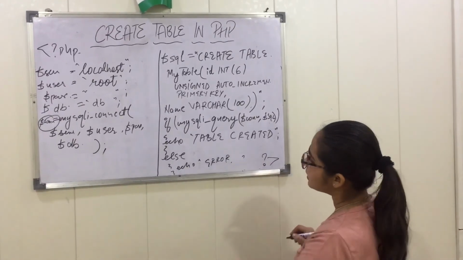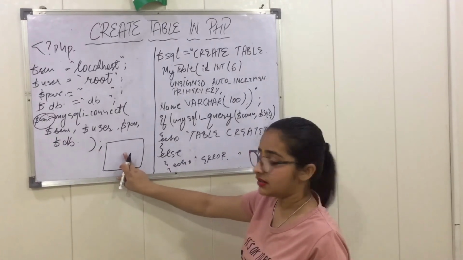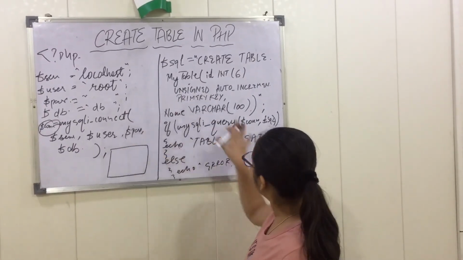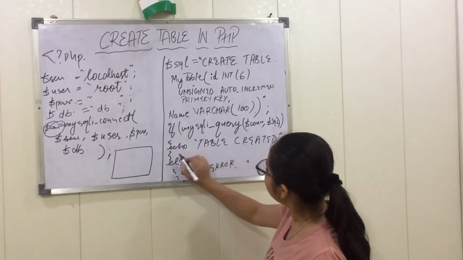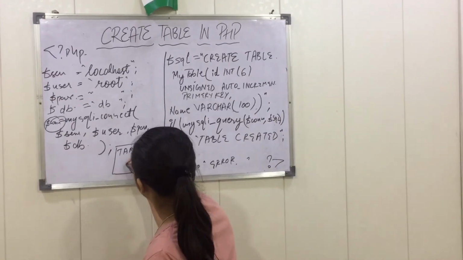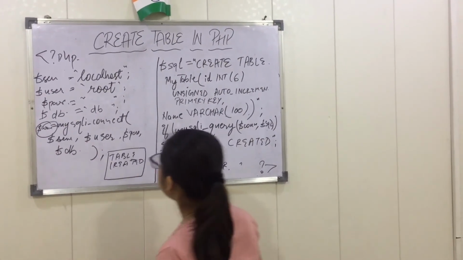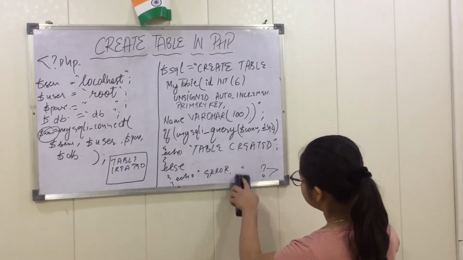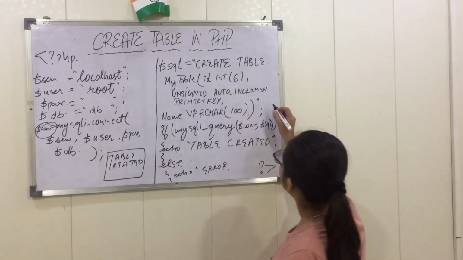Suppose my full coding is correct. So here is my output screen, that is the display screen. So my whole values are the same. So the table has been created. So the value will be passed, that is echo table created.